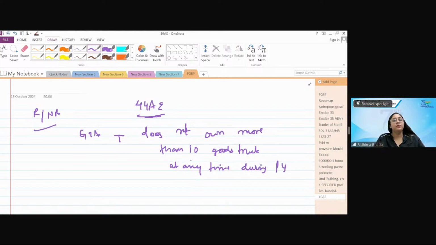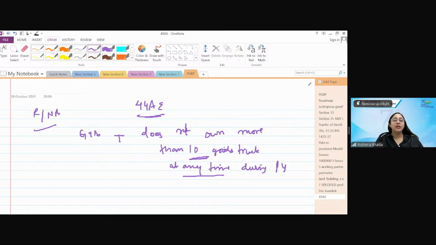अभी at any time during the previous year मतलब 10 से ज्यादा कभी नहीं होना. I can have at the beginning of the year 6 trucks. Then I purchased 5 more, makes it 11, and then I sold 2, makes it 9. Will I be eligible? No, because at a certain time during the previous year, I had more than 10 trucks. If I would have sold 2 first and then purchased 5 later, then I would have been eligible. But since I purchased 5 and then I sold 2, at a particular time I was into ownership of more than 10 trucks, so I would not be eligible for 44AE.